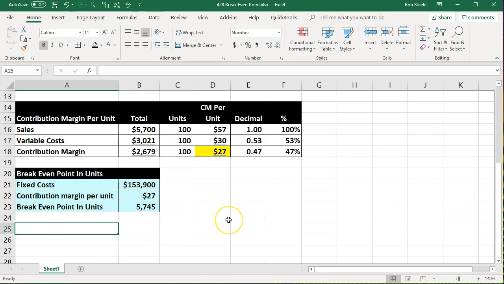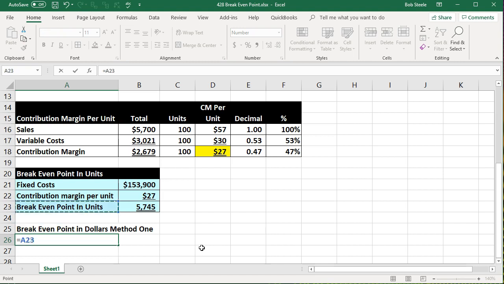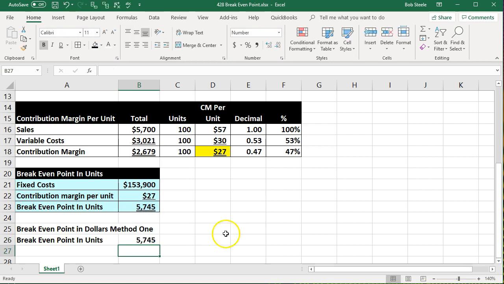So now we want the break-even point in dollars, not in units. Now the easiest way to do that is to say, we know we have to sell this many units, and we could underline this. Now I'm getting picky. Okay, so we have the break-even in units. The easiest thing to take it down to dollars is just to take that number and multiply it times the sales price. That's going to be the easiest thing that we could do, and I'm going to call that method 1. So method 1 to find the break-even point in dollars is just to take the break-even point in units. So I'm just going to say this equals that 5,745 units we need to sell, not times the contribution margin, but times the sales price. That's how much we sell them for.